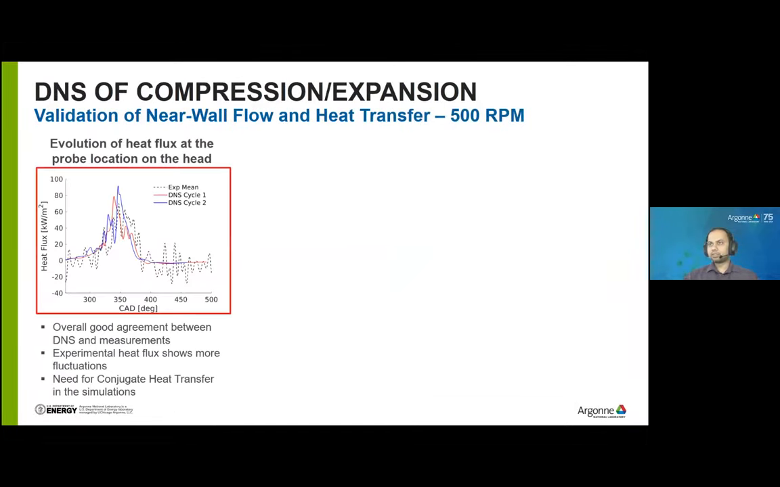The first thing we did was, for this engine platform at 500 RPM, there was some experimental data available for heat flux at a specific point on the cylinder head. So here is the comparison between the experimental heat flux and the DNS heat flux. Overall, we do see a pretty good agreement between the two. And again, we did not use conjugate heat transfer for our simulation, so that could lead to some discrepancy in the comparison. But overall, we are pretty happy with the comparison between simulations and experiment.